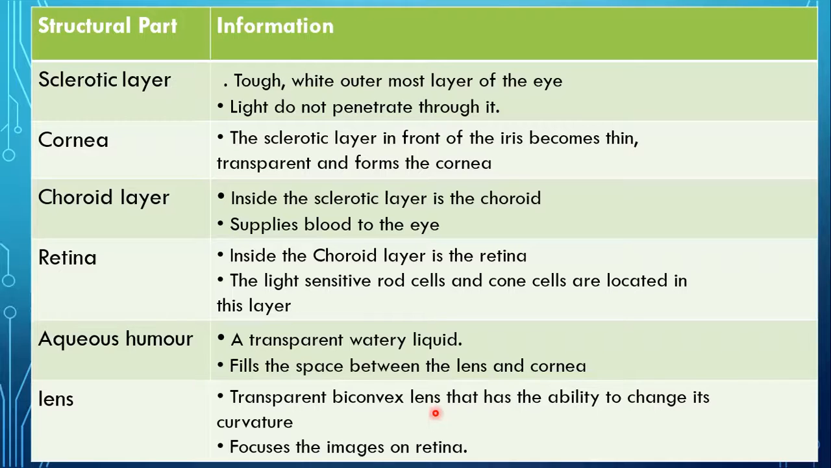Retina: inside the choroid layer is the retina. The light-sensitive rod and cone cells are located in this layer. Aqueous humor, a transparent watery liquid, fills the space between the lens and cornea. Lens: a transparent biconvex lens that has the ability to change its curvature focuses the image on the retina. These are the information for the lens.